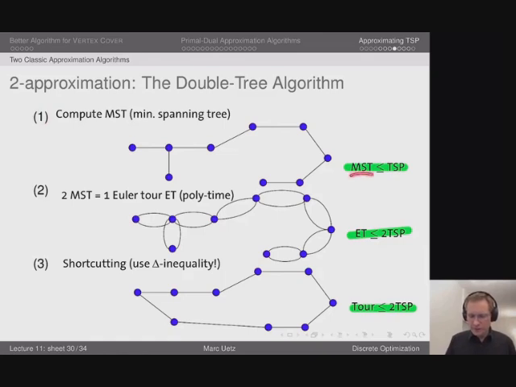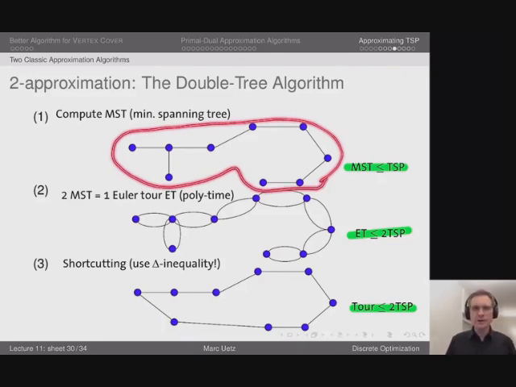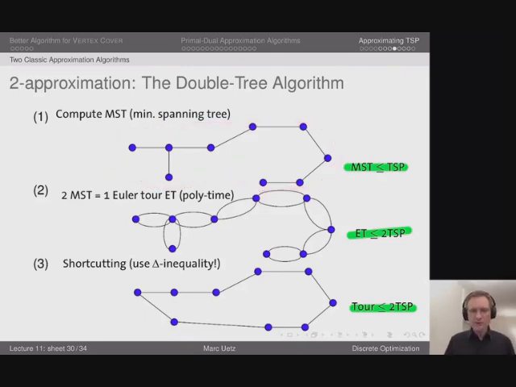And we know that the total cost of the minimum spanning tree is at most that of any Hamiltonian cycle. So it's a lower bound on the minimum cost traveling salesman tour. Now we would like to be able to compute an Euler tour on this graph. Unfortunately, we have odd degree vertices, and we cannot compute an Euler tour on this minimum spanning tree.